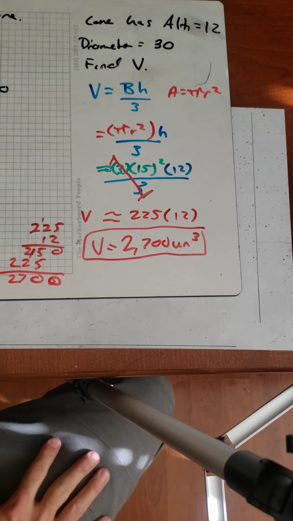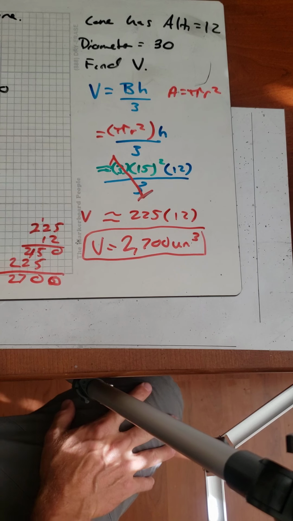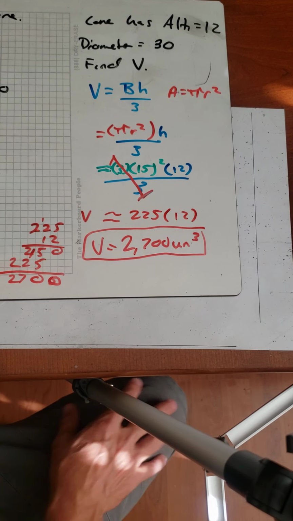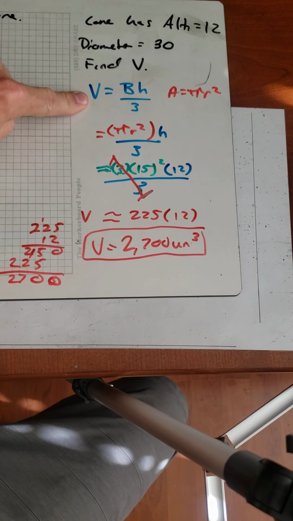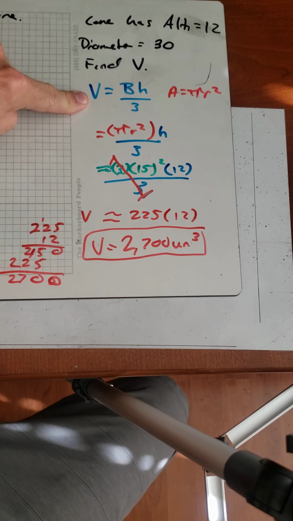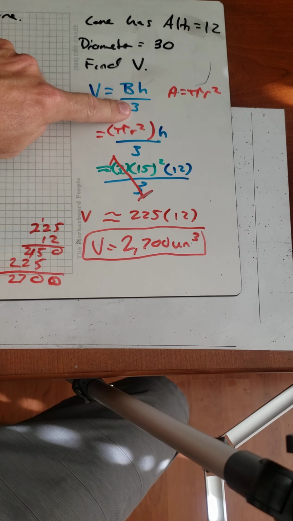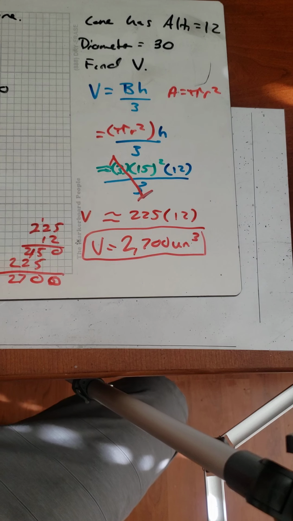So that's the volume of pyramids and cones. It's very similar to the volume of cylinders and prisms. The difference is we divide by 3 because the pyramid is 1/3 the volume of its corresponding prism, or the cone is 1/3 the volume of the corresponding cylinder.